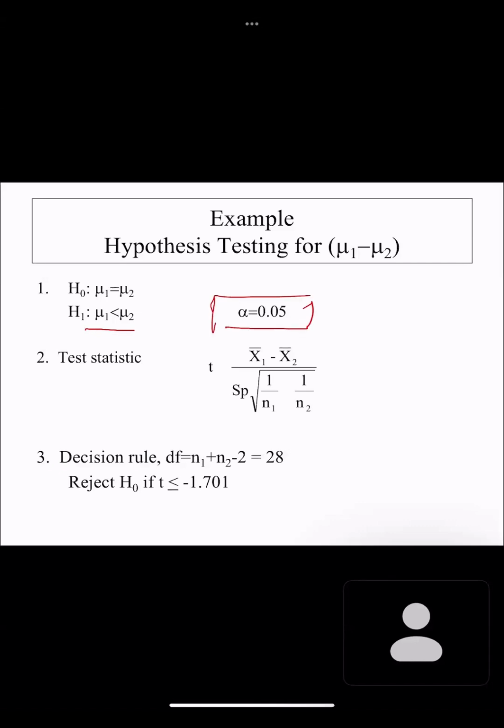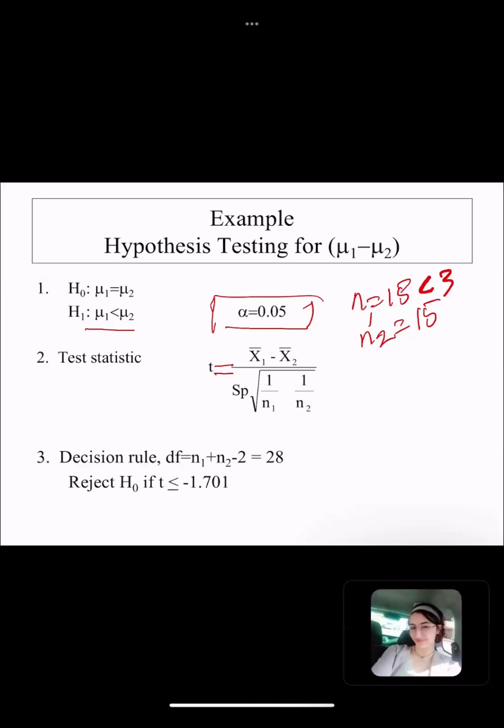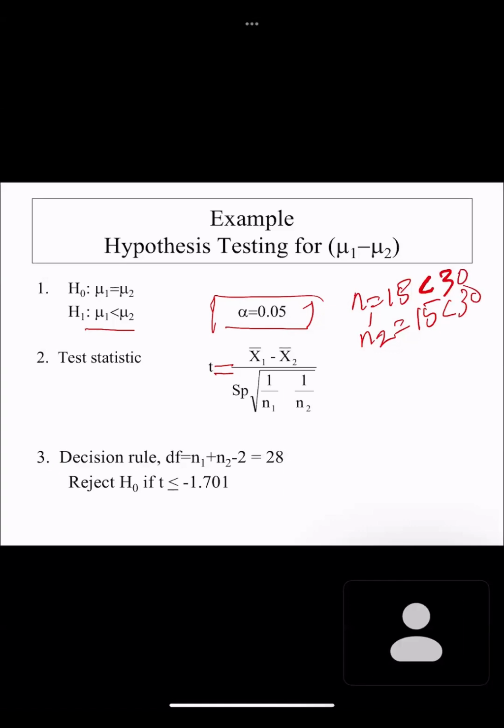My decision rule is alpha 0.05, and my test statistic is T. Why is it T? Because N is 15, and n1 and n2 are both less than 30. When I say T, what kind of distribution am I using? A T distribution. To use a T or a Z, I'm assuming that this is normal. The distribution of mu1 minus mu2 is normal.